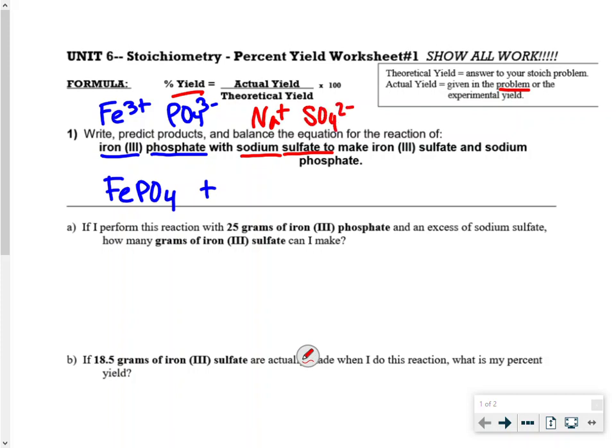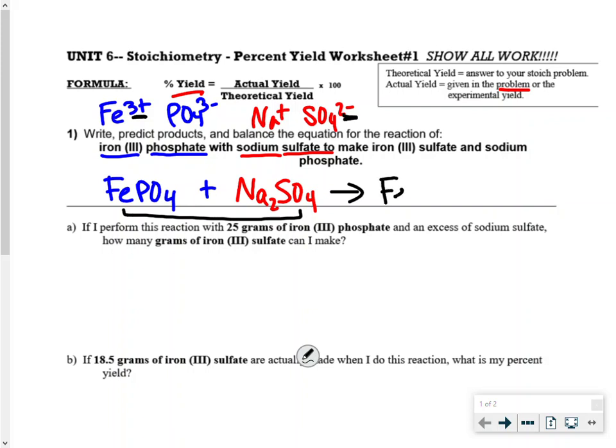Now let's look at our next reactant. We have sodium. What's sodium's charge? It is +1. Good. Sulfate. Anybody remember sulfate? SO4 -2. So for this one, we would need what? 2 sodiums, 1 sulfate. Now we have our reactants. So guess what we can do? We can predict our products.